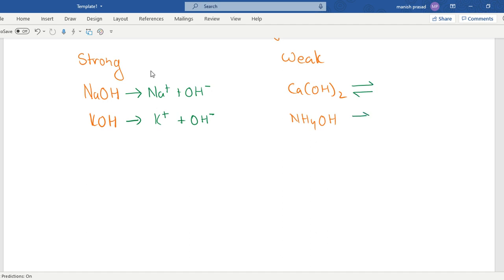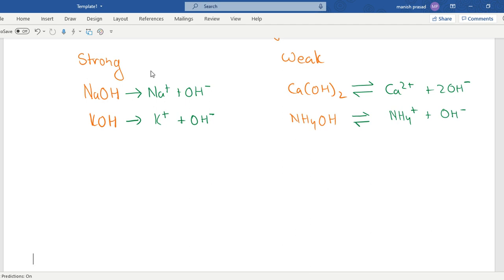When it is a reversible process, it means that it is not undergoing complete ionization. So it is going to give us Ca2 positive plus 2 OH negative. Let's try the next one. NH4OH will give us NH4 positive.